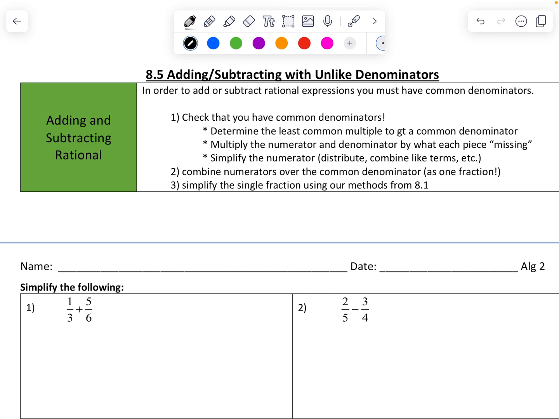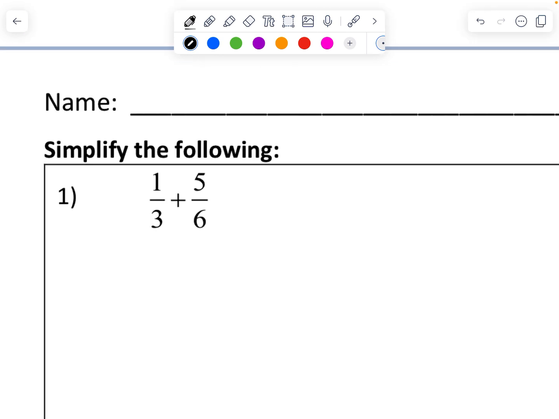Hello friends, this video is on Unit 8.5, adding and subtracting with unlike denominators. Well, if the denominators are not alike, they have to be. You cannot add two fractions together unless they have the same denominator. So your first task will be to make the denominators the same. So we jump into number 1.